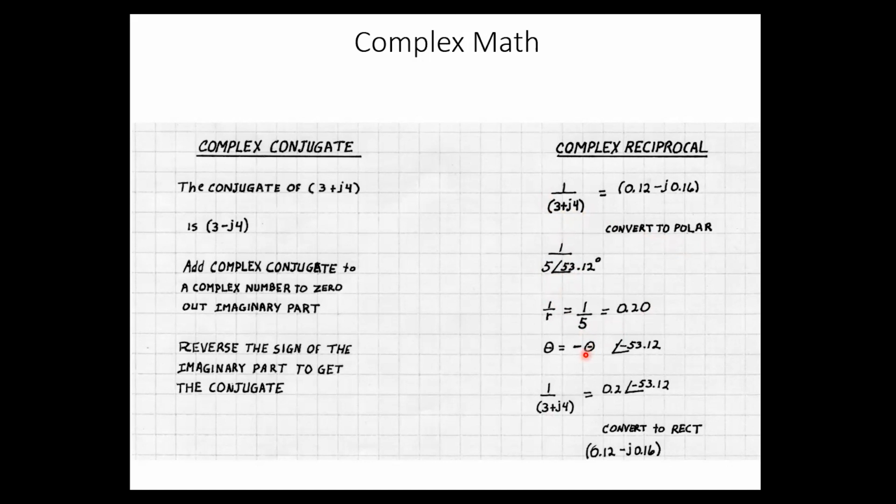So it goes from positive to negative. That's it. That's all there is to it. So now if I want to convert it back to rectangular, I go back to this 0.2 times the cosine of minus 53.12. That gives me 0.12. Then I've got 0.2 times the sine of minus 53.12, so that gives me minus j 0.016. And now I've got the reciprocal. So I've got the complex conjugate and I've got the reciprocal of that number.